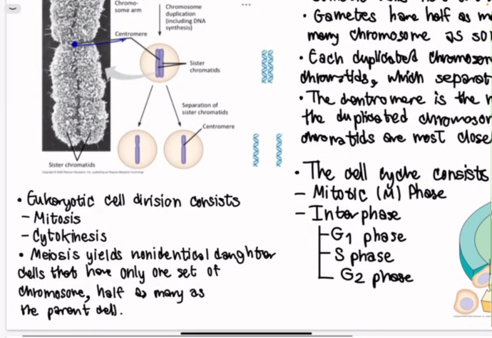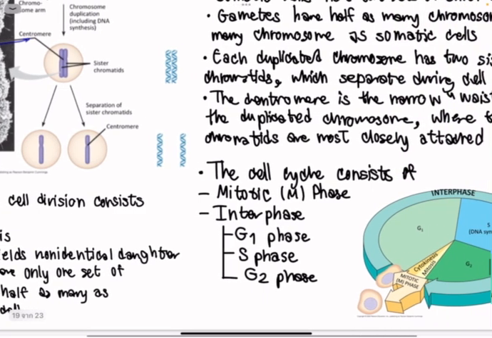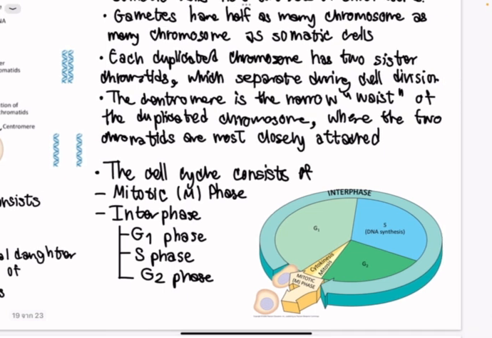Eukaryotic cell division consists of mitosis and cytokinesis. The cell cycle consists of the mitotic phase and interphase.